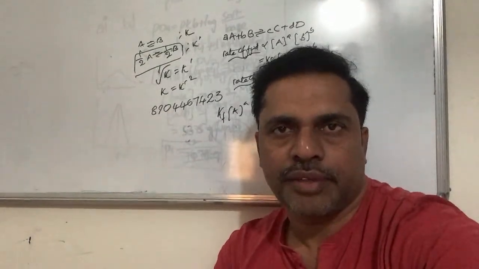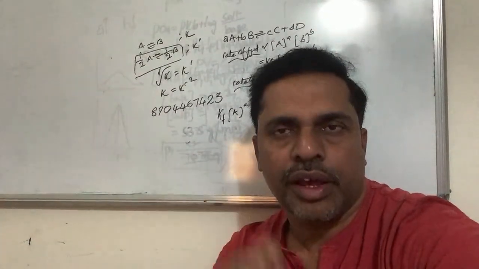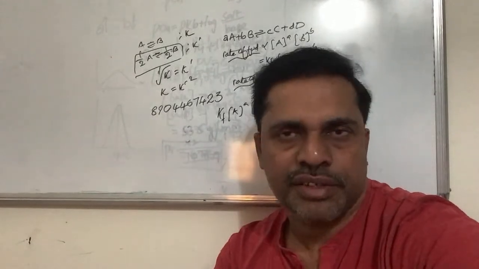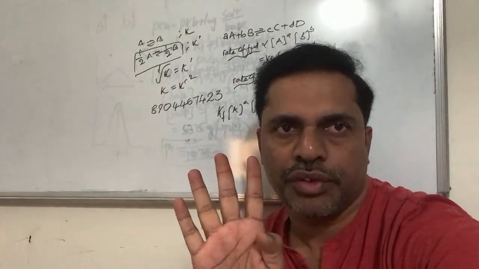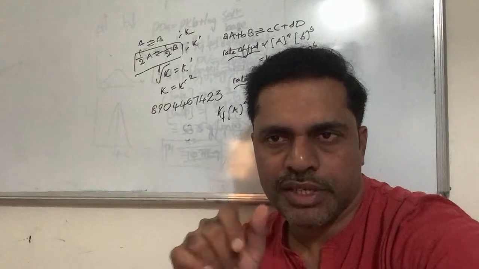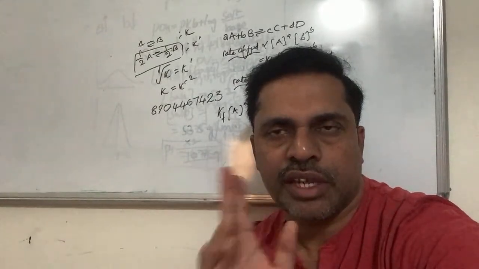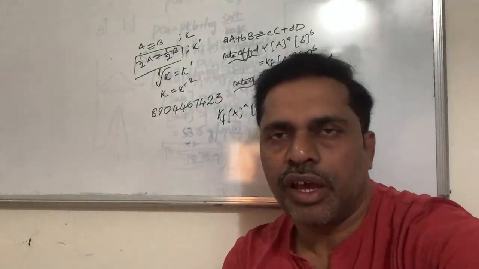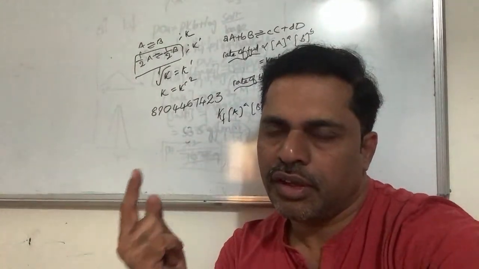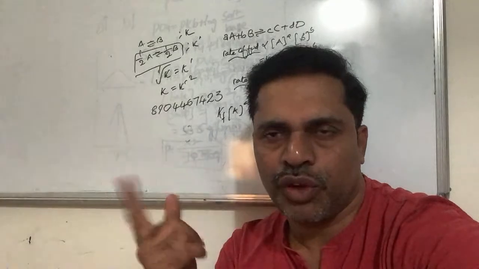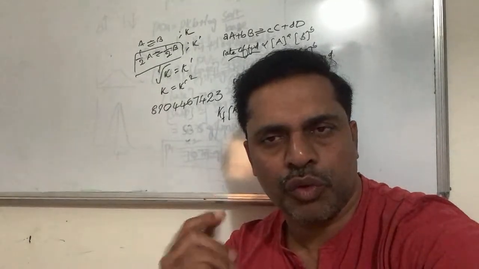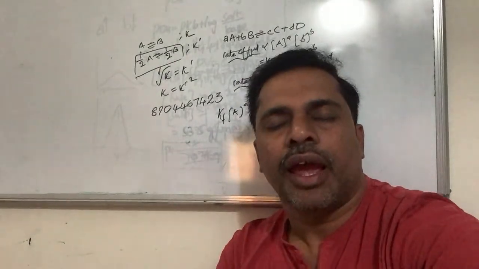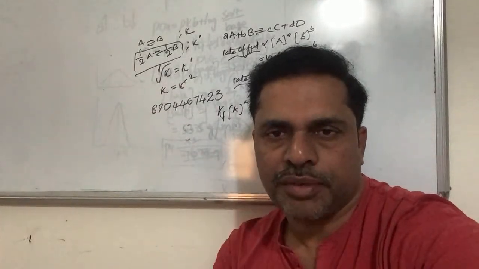Helium and methane: helium's molecular mass is 4, methane's molecular mass is 16. So 16 by 4, root 4, because rate of diffusion is inversely proportional to the square root of its density or the square root of its molecular mass. So helium is 4 and methane is 16, 4 times, root 4 is 2 times. That means helium diffuses 2 times faster.